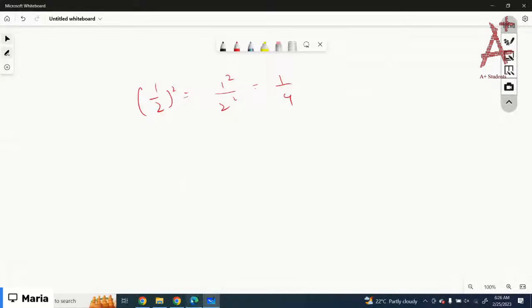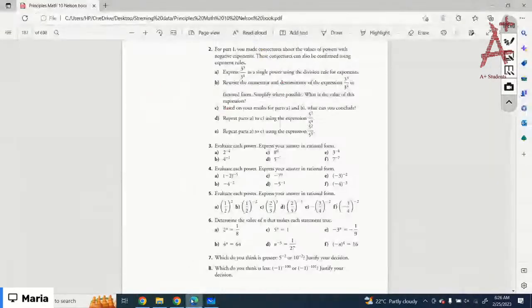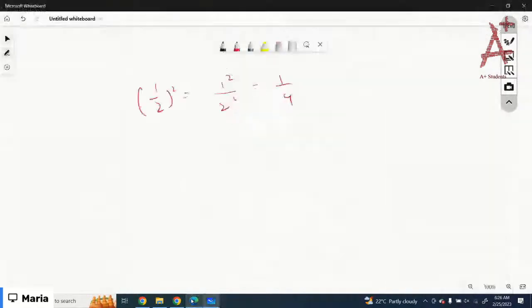Then the next one is 2 over 3 exponent negative 3. 2 over 3 exponent negative 3. You can make the exponent positive by taking the reciprocal of the base. Got it? It will be 2 over 3. You can do 3 over 2. Now the exponent is positive. Got it? We are doing the same thing like 2 exponent negative 1.